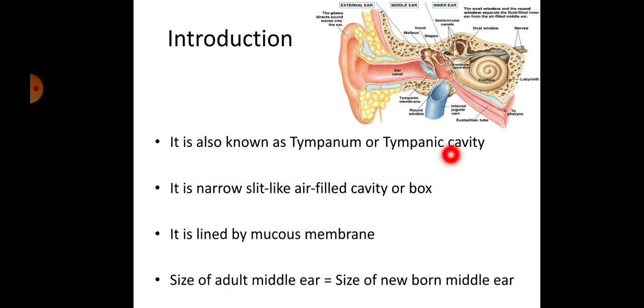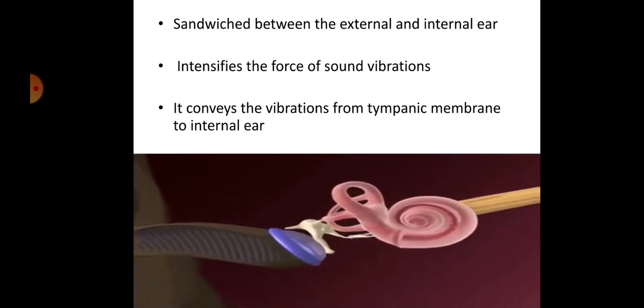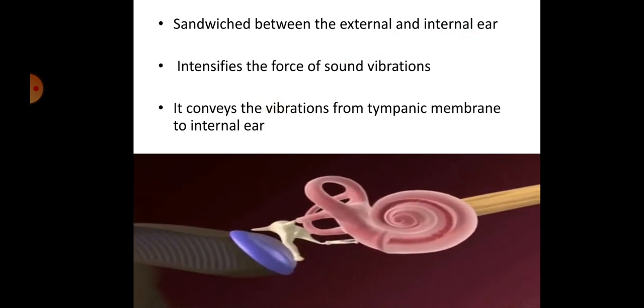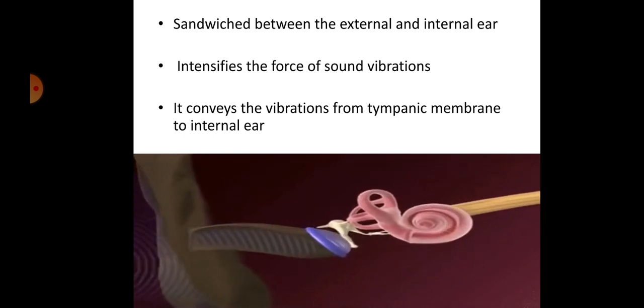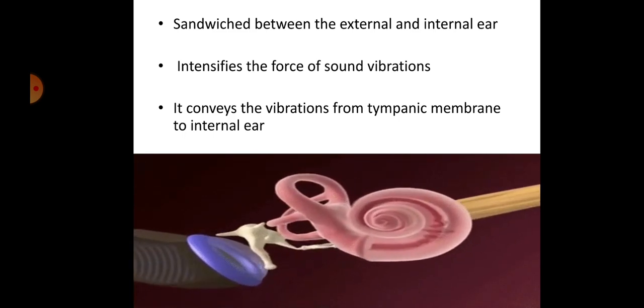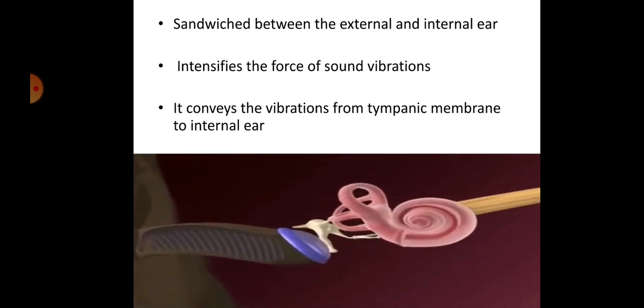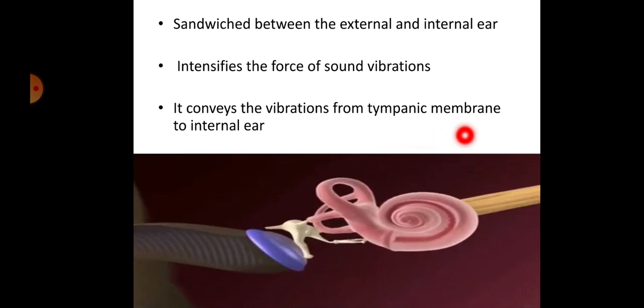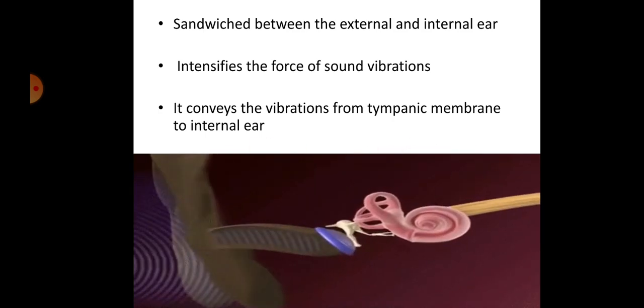The cavity is lined by mucous membrane, and the size of the adult middle ear is equal to the size of the newborn middle ear. There is no difference between them. The middle ear is sandwiched between the external ear and the internal ear. It intensifies the force of sound vibrations, meaning it strengthens the sound waves from the external acoustic meatus to the internal ear, and it conveys the vibration from the tympanic membrane to the internal ear.